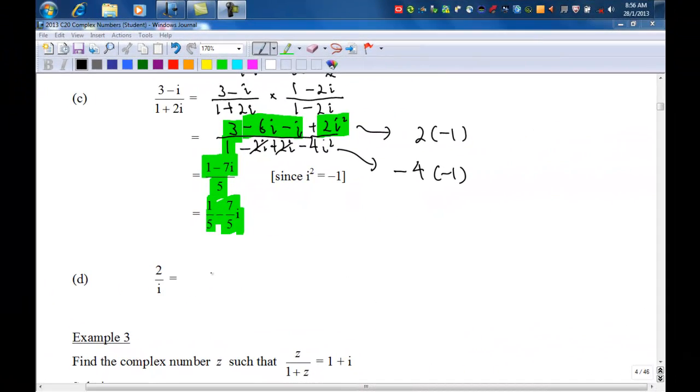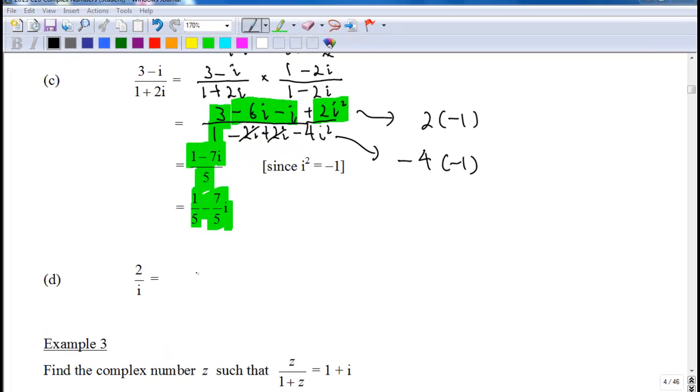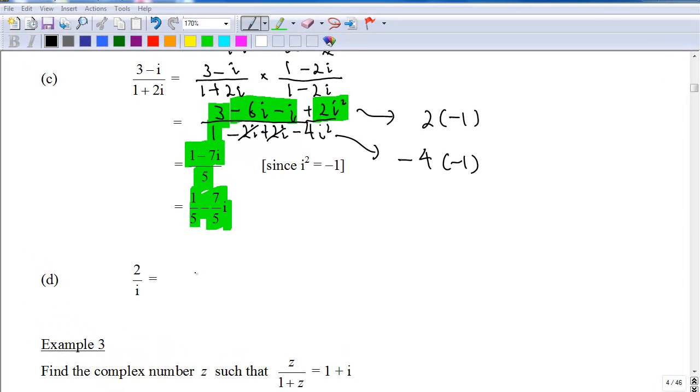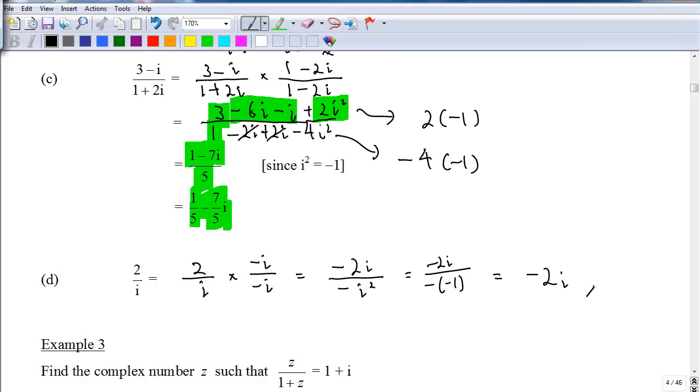Now if you can do C, then D is easy. For D, you are again dividing two complex numbers. 2 divided by i. And again the trick is to multiply by the same as what you see below, but you put a different sign in front of the imaginary part. So you will get minus 2i divided by minus i squared. And this will give you minus 2i over minus minus 1. And so you have minus 2i. Done.